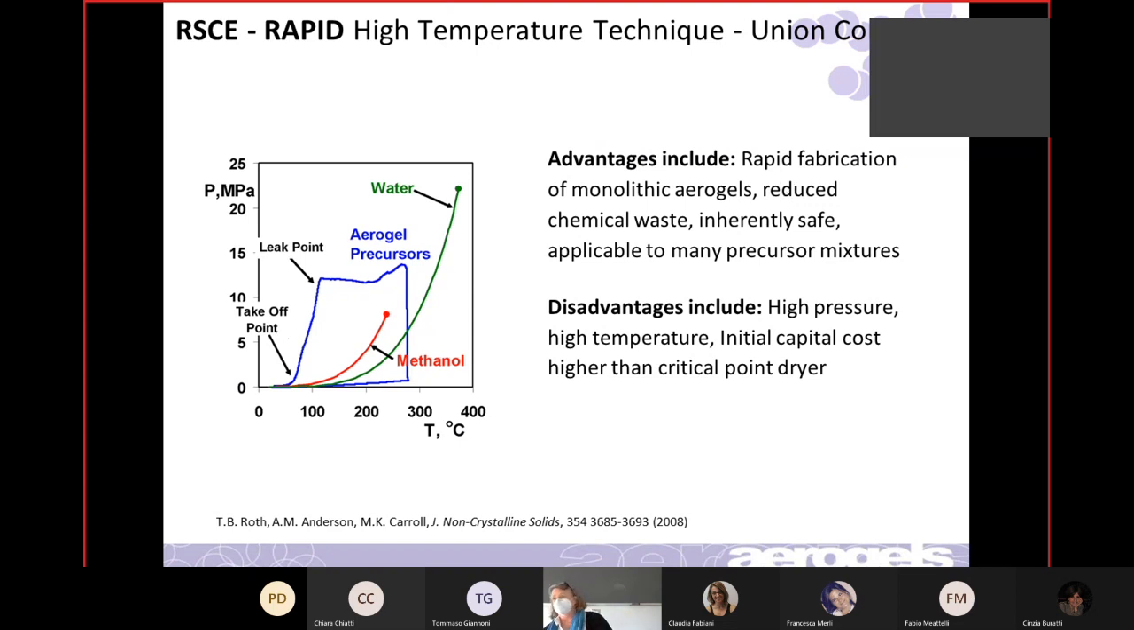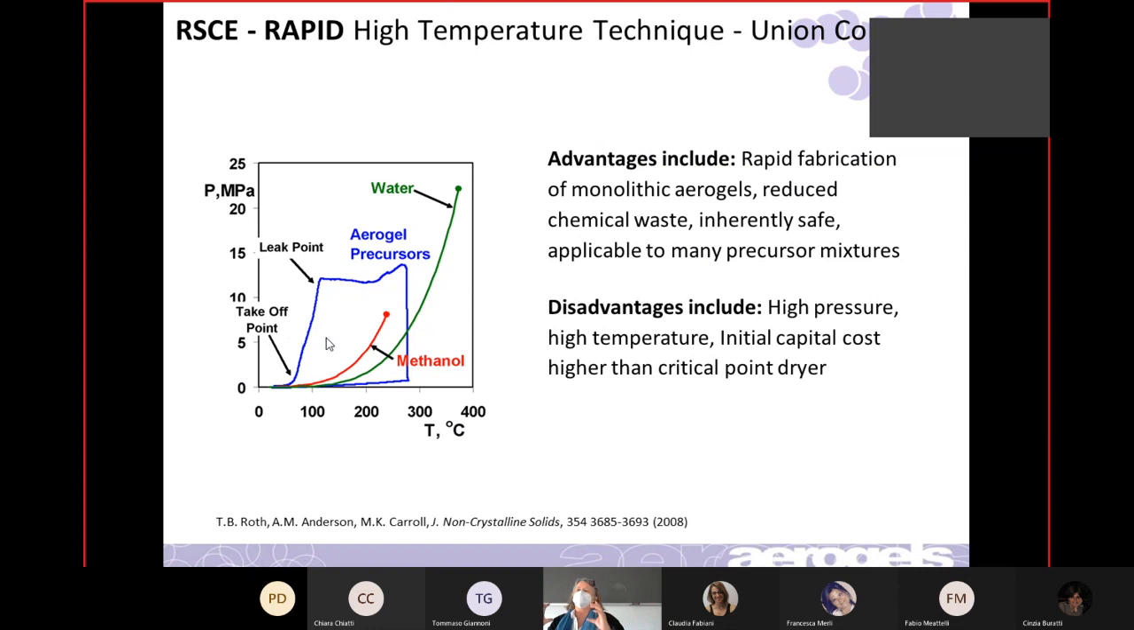We do release this methanol, and we're actually talking about how to recapture some of that, but it's a very small amount. It's only what's left over in the wet gel. We say it's inherently safe because of the hot press, the way it works. Even if it fails, it maintains the force. It will never just let go.